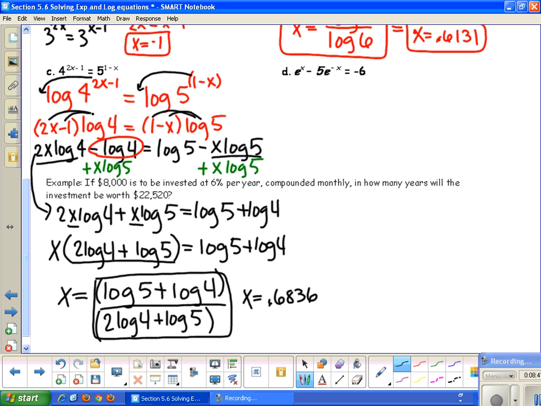Like log of 5 plus log of 4, since you have 2 logs being added with the same base, you can multiply the 5 times the 4 and get the log of 20, and then you can simplify the denominator as well, but it's not necessary, so we're just going to leave this as our answer and also this. So let's go ahead, and if you look at D, we're going to save that one for class.